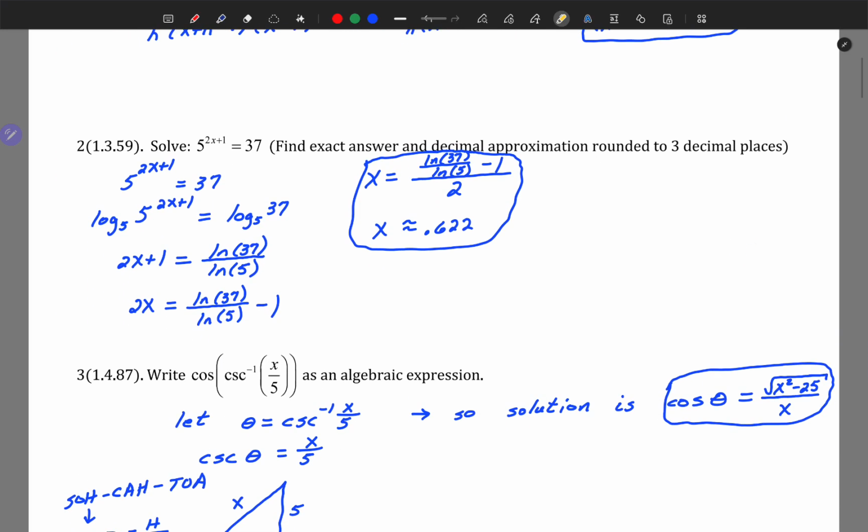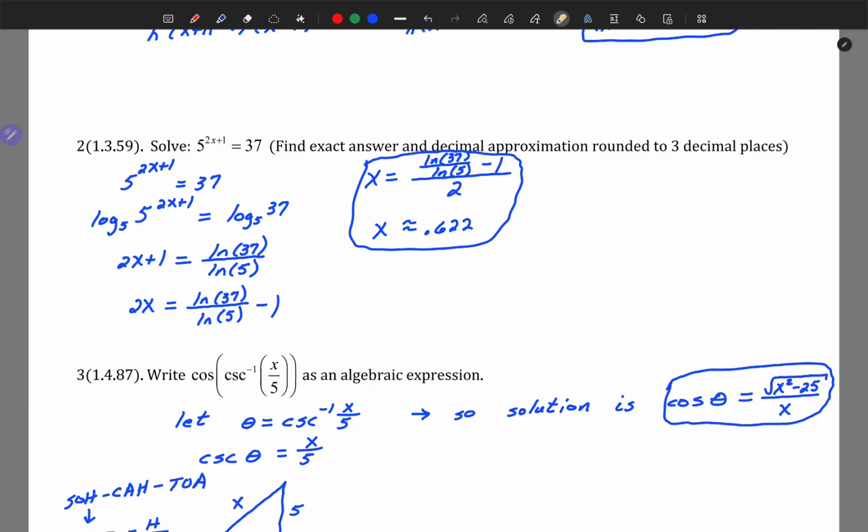Now, I move on to the next one here. Just an exponential equation. So I'll give you something like 5 raised to the 2x plus 1 power is equal to 37. We're supposed to find the exact answer and the decimal approximation to 3 decimal places.